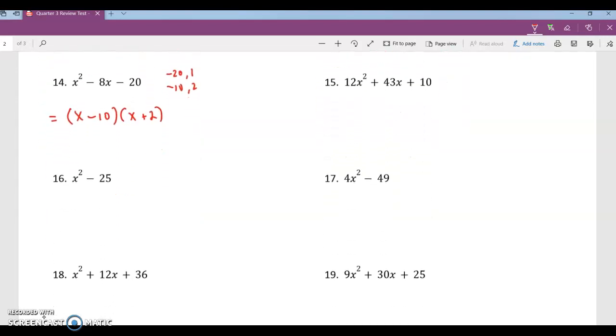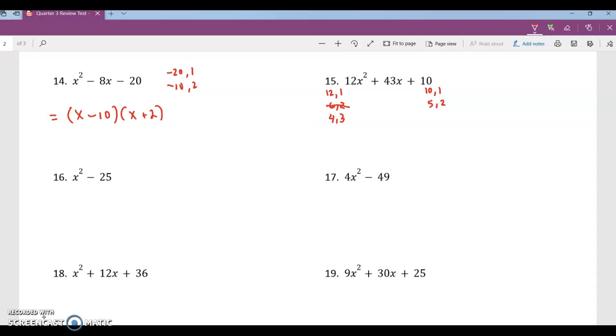Number 15, this is one of those dreaded, difficult factorable trinomials. So let me think. Factors of 12. I'll list all of those. Factors of 10. I'll list those. The middle number is, I'm sorry, is odd. So I can eliminate my double positives. 12 times 10 is 120. That's a good bit larger than 43. So I think I'll start at the bottom and work my way up.